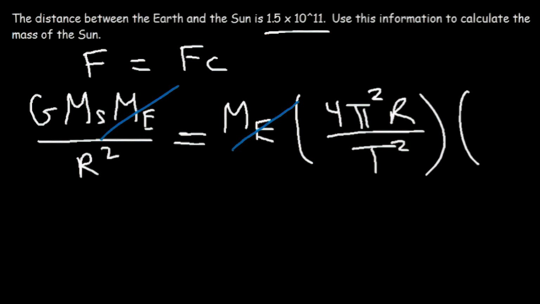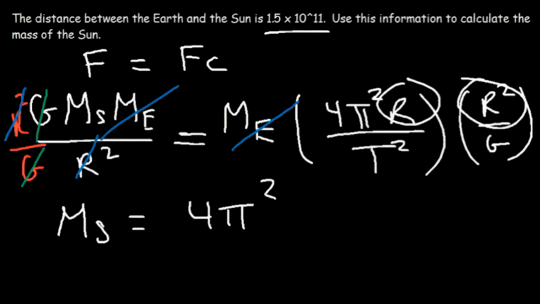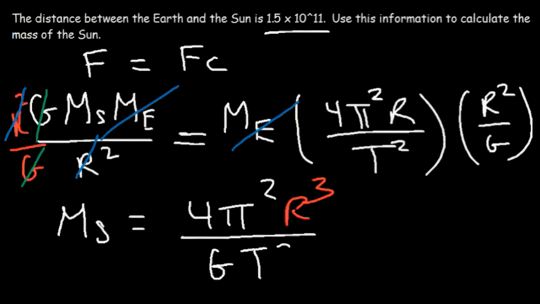Let's multiply both sides by r squared over g. If we do that, on the left side, g will cancel and r squared will cancel. So on the left we have the mass of the Sun, which is equal to 4 pi squared times r cubed divided by g t squared.